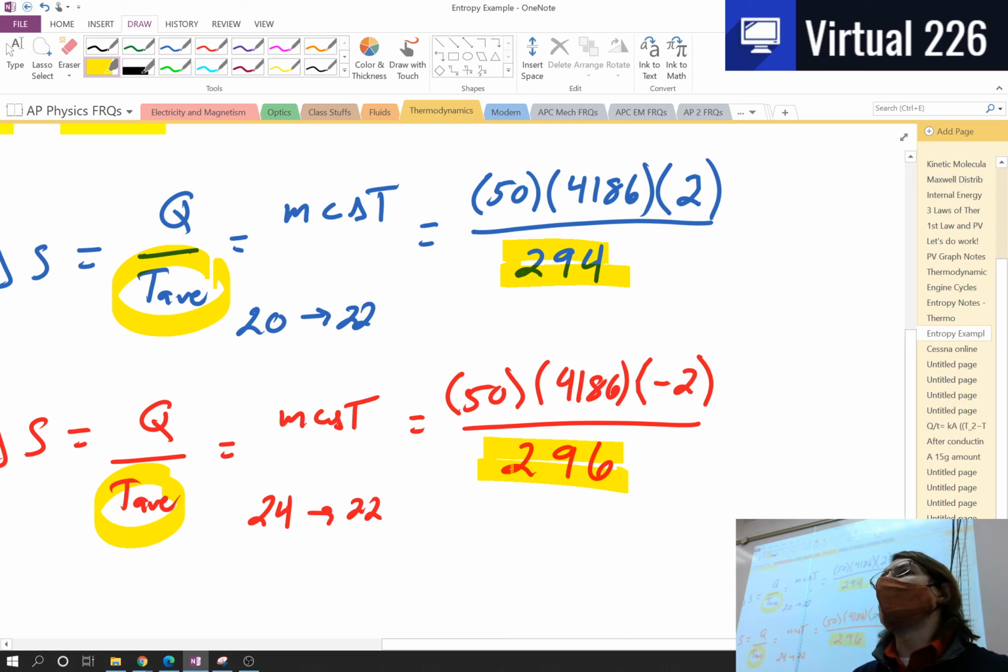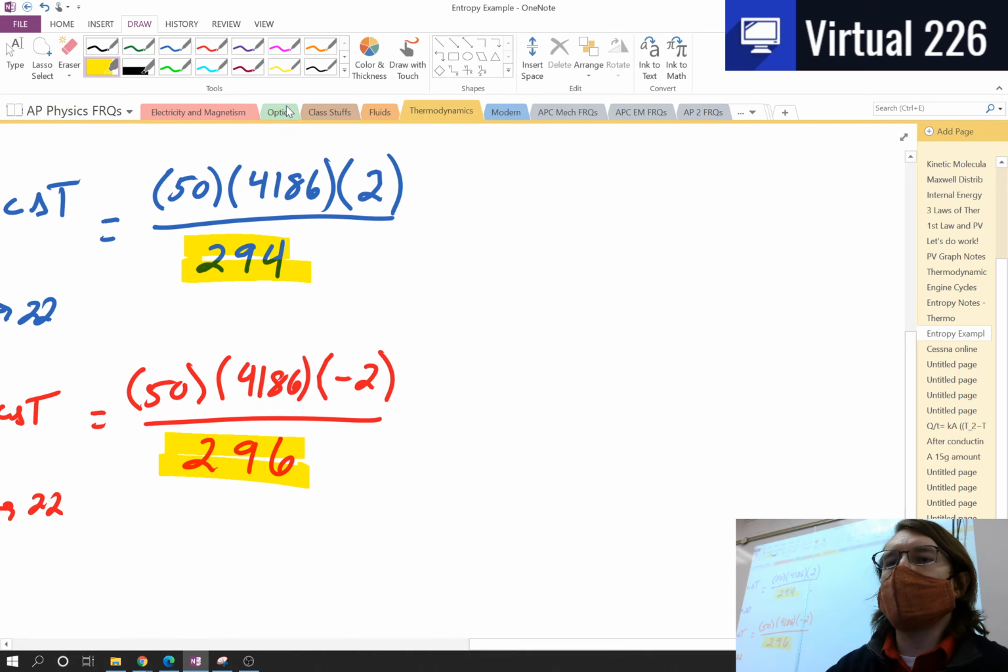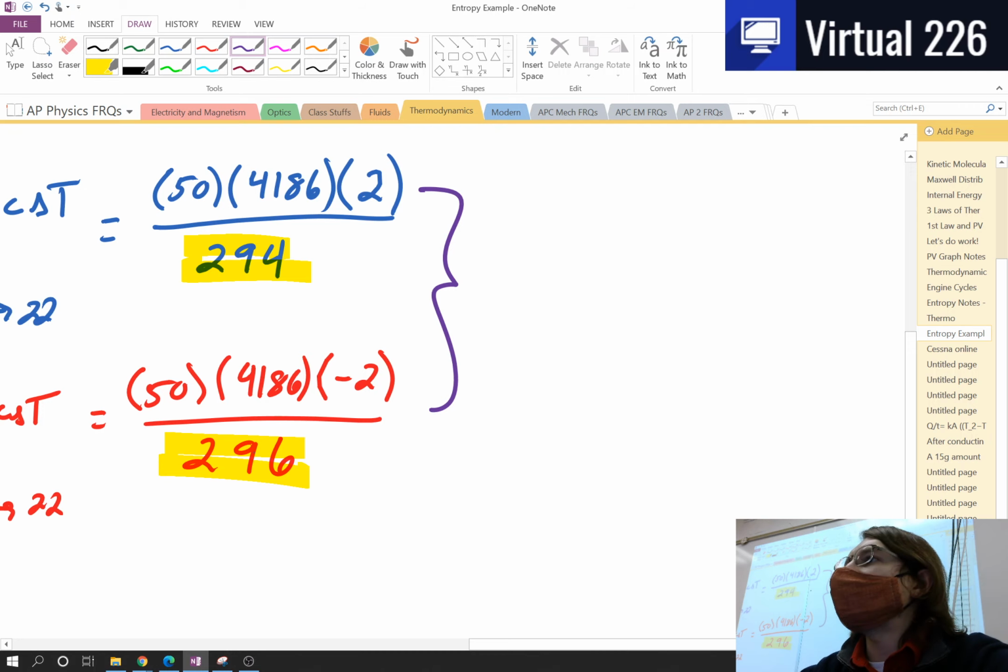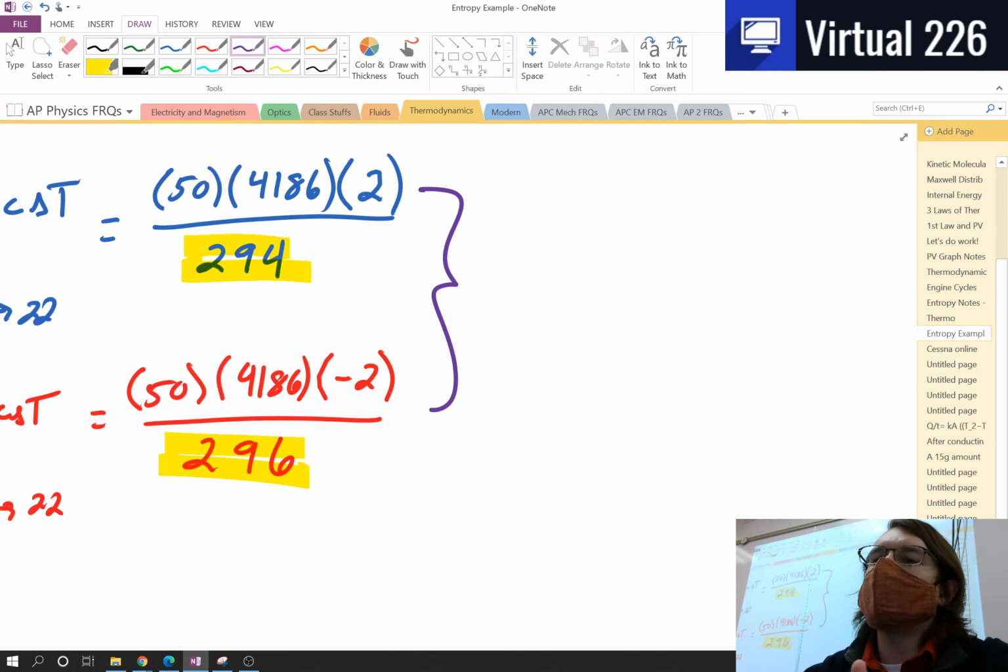The numerators here are different. Because of that, we are going to have two different values. Furthermore, when we add these together, the hot water with that denominator of 296, that's a larger denominator than the cool water, which means that hot water value of delta S is going to be smaller than the cool water, which means when we add the positive and then add the negative value to it, we're going to be left with a positive amount.